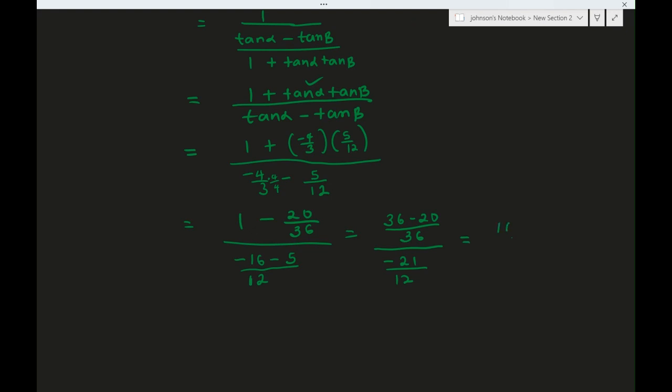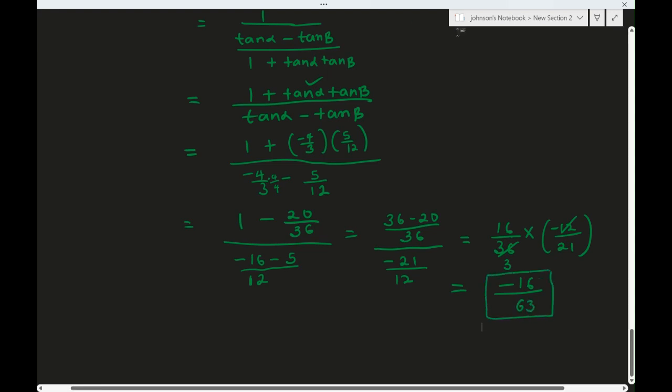This is nothing but 16 over 36. Then we multiply; this can go up, so it becomes minus 12 over 21. And now 12 will go with this, so we have a 3. Because of this minus, and this is 16, this will be minus 16 over 3 times 21, which is 63. So we have this to be the answer.